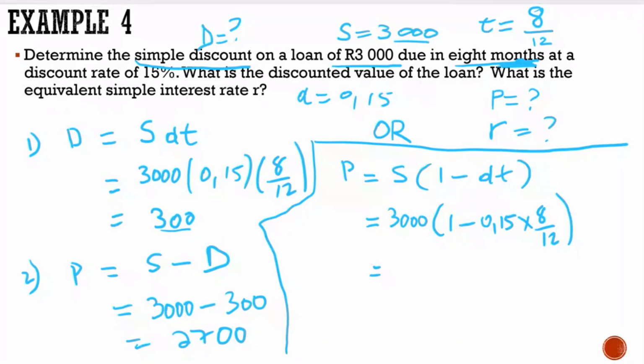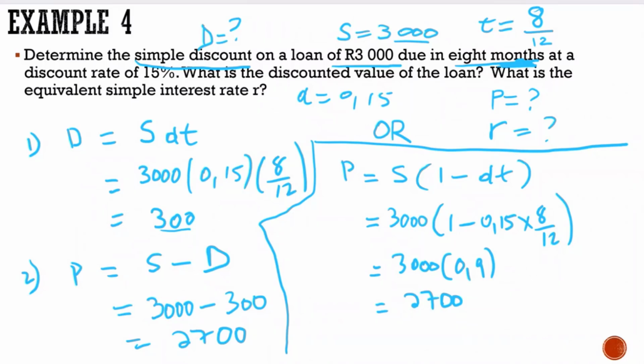You can plug everything into your calculator. You find that you're going to have 3,000 into 0,9, which is going to give you 2,700. So it does not matter whichever way you look at it, you will still get the same answer. It will just depend on which route you prefer to take. So we've calculated all of our components.